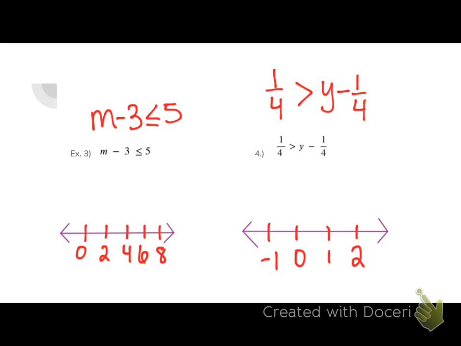What did we do to get m alone? Add 3 on both sides. When we do that, we have m is less than or equal to 8. When we go to graph that, do we want an open or closed circle at 8? Closed, because it had the equal to bar. And which way are we shading? To the left, because it was a less than symbol.